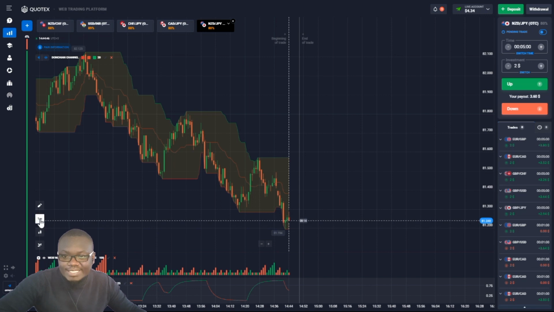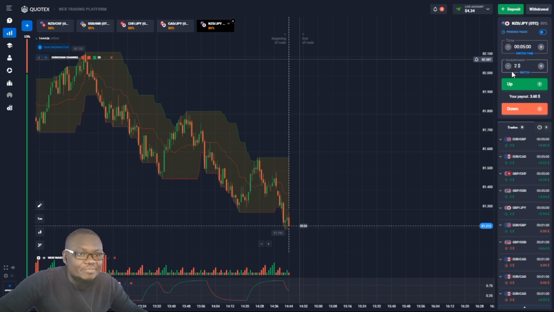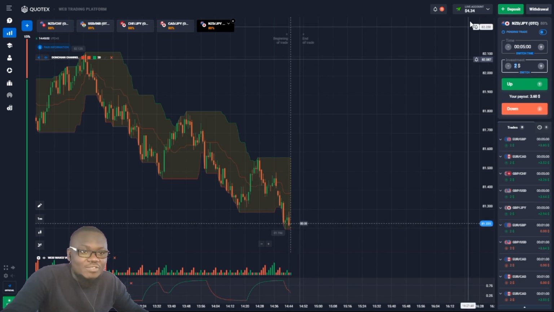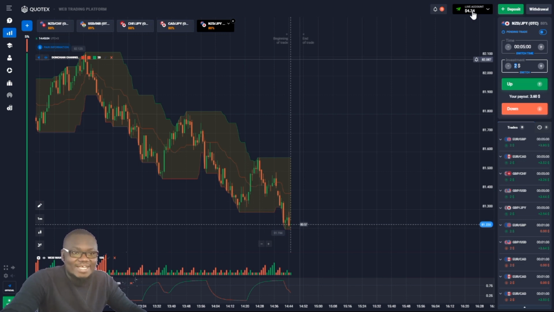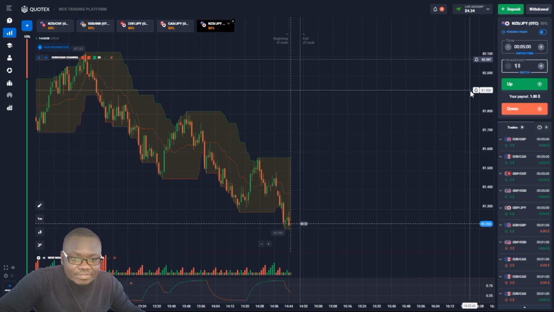If you look at this chart again, the time frame of this chart is 1 minute. Look at the time duration that we'll be trading. It is 5 minutes, and if you look at the trade amount, we are using $2, which is very high considering the account only has $4. So we'll just do $1. $1 is okay for that.